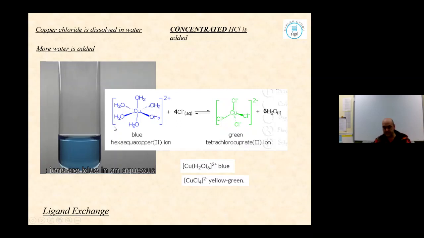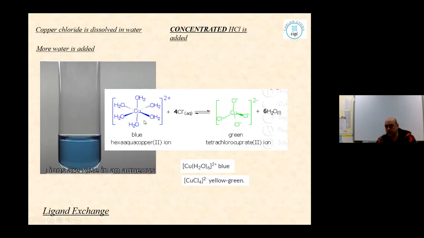So this is what we call ligand exchange, and it's all to do with relative concentrations of the ligands. Another one that's worth knowing, and this is why you do need to know your colours of these species and how to draw them. You may be asked what would happen if chloride ions were added to this species.